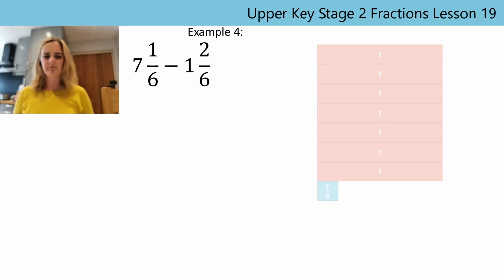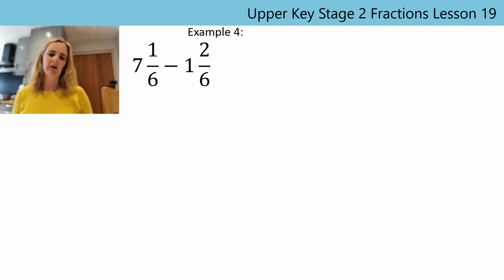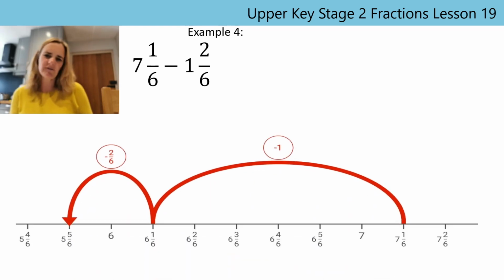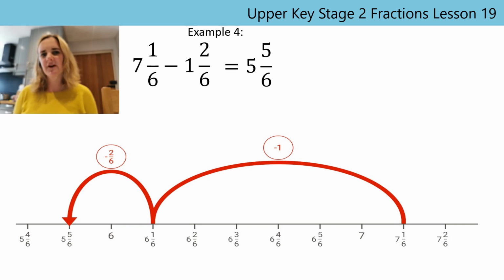So next I came up with a number line. I wonder if any of you used a number line. You might have done. So for my number line, I started in 7 and 1/6 and jumped back 1 whole to land on 6 and 1/6, and then I jumped back a further 2/6, and that's right, we got the answer of 5 and 5/6. Do we need to simplify that? You're right, we don't need to simplify it because 5/6 is already in its simplest terms.